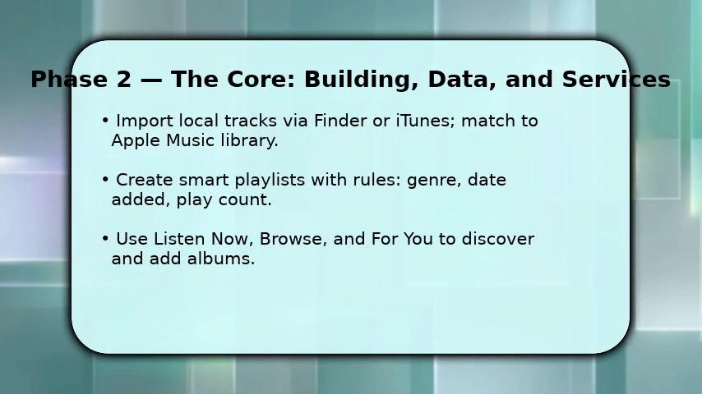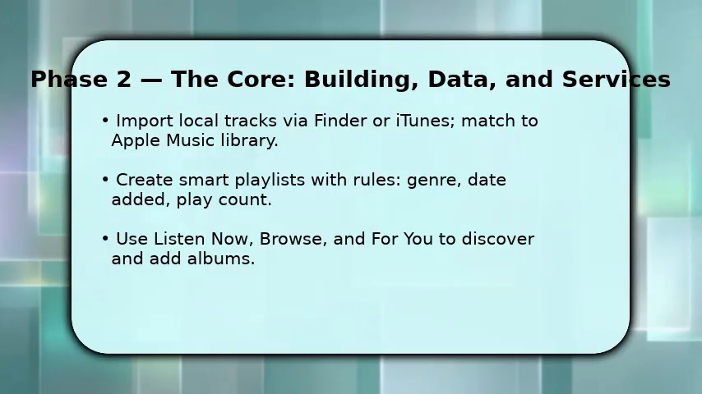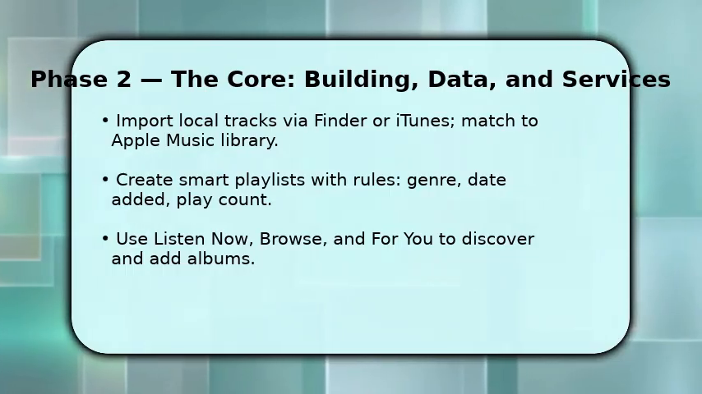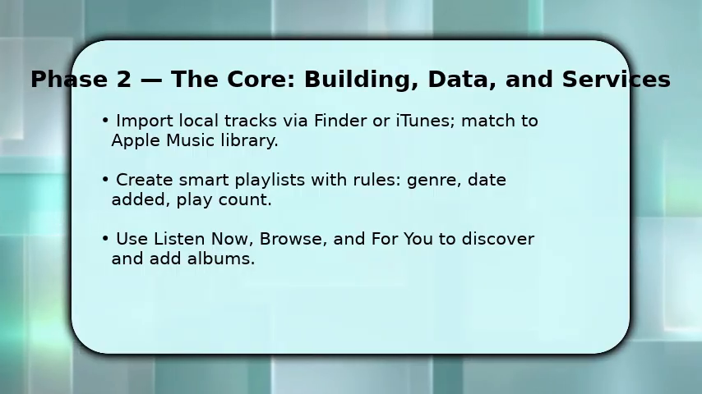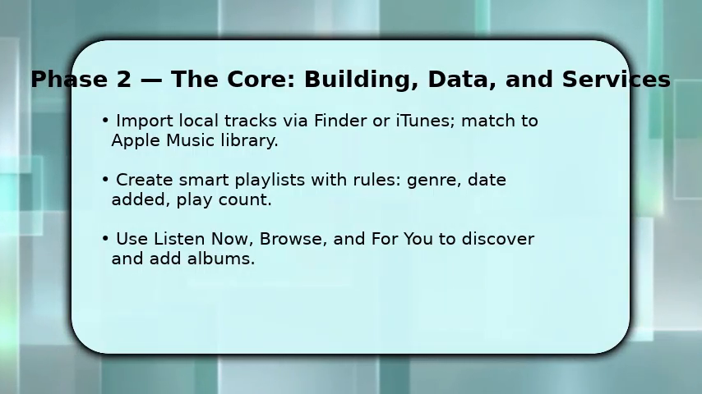Now focus on organizing and expanding your library. Import local tracks from Finder or iTunes and let Apple Music match or upload them so everything appears in one place. Create playlists manually and smart playlists using rules like genre, date added, or play count to automate curation.